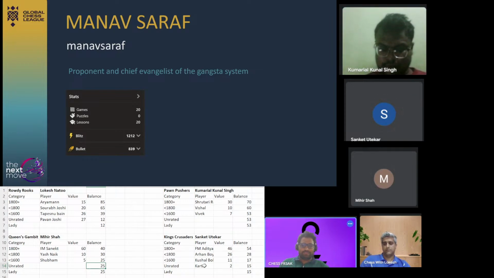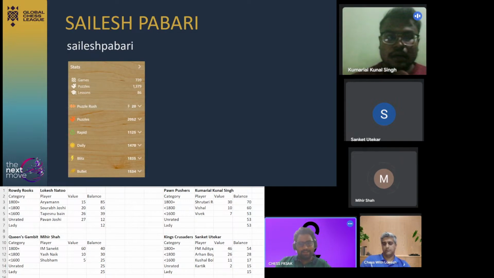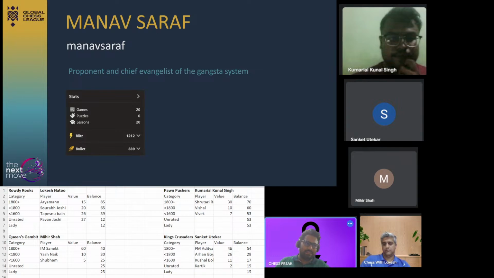1 point Manav Saraf, Queen's Gambit. Do I see any bid, Kumaril? 1 point, or should I sell him off at the base value of 1 point? Mrinal, who is the second player? The second player, that is the unsold player, is Shailesh Pabari. Here are his stats. Shailesh Pabari and Manav Saraf, the two players left in this pool. Right now, we are bidding for Manav Saraf. Queen's Gambit, Mihir Shah has bid 1 point for Manav Saraf.